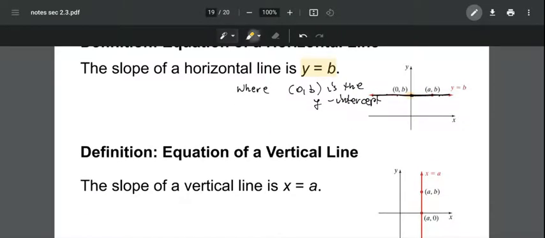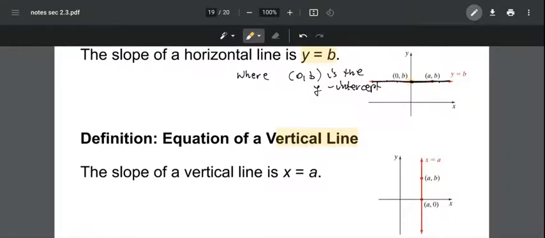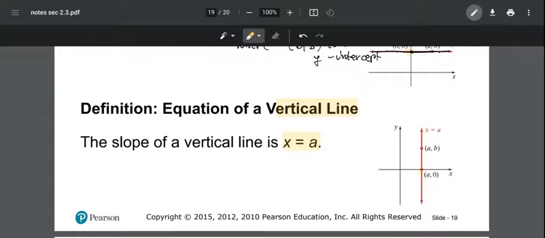Now, a vertical line is the one which goes up and down. The equation of a vertical line is x equals a, where the point a comma 0 is the x-intercept. Any point on the vertical line has the same x-coordinate. Every single point right here will have the same x-coordinate.